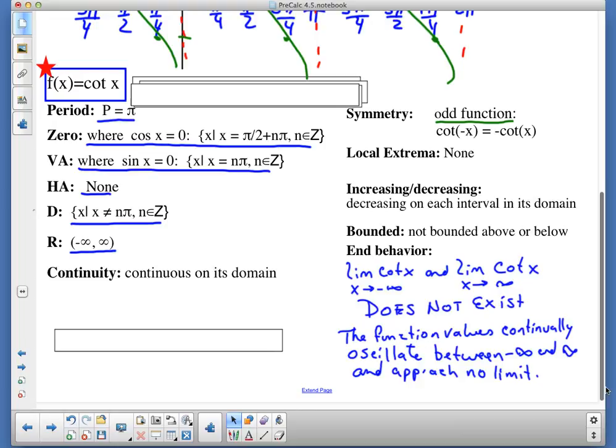So we'll treat that like we did with the sine function when we have a negative b. Local extrema: none. Increasing, decreasing: decreasing on its interval from left to right, keep in mind. Not bounded above or below. And again, the function values continually oscillate between negative infinity and infinity, so it approaches no limit.